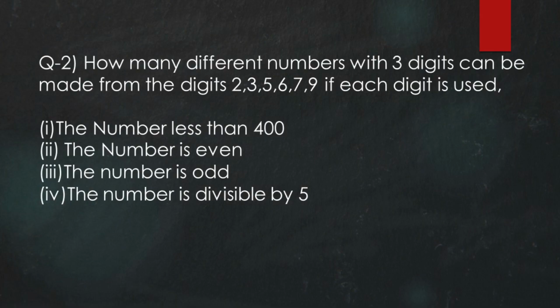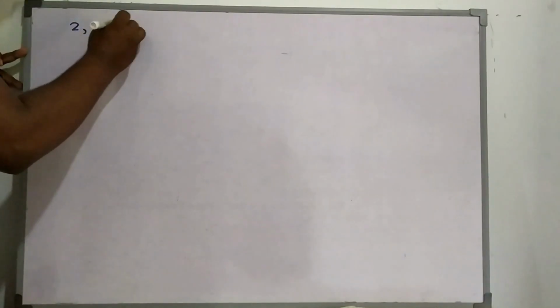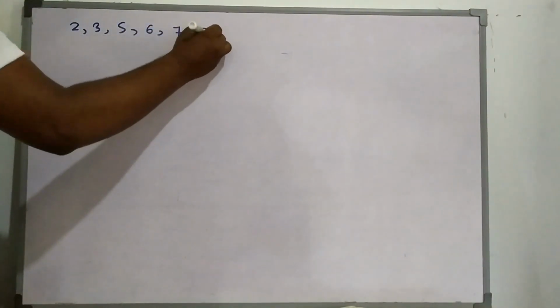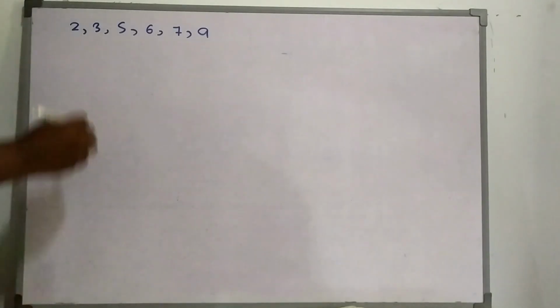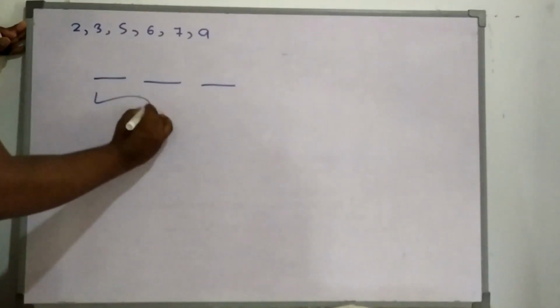The second question: how many different numbers with 3 digits can be made from the digits 2 3 5 6 7 9 if each digit is used once? The first part is the number less than 400. So how many different numbers with 3 digits? Now the n is 6, and r is 3. These are the elements, 2 3 5 6 7 9, and we have 3 spaces.